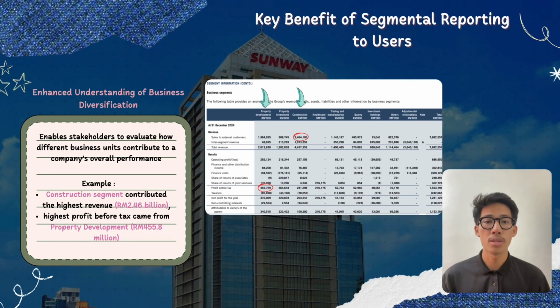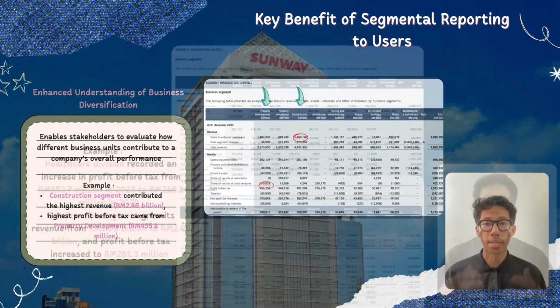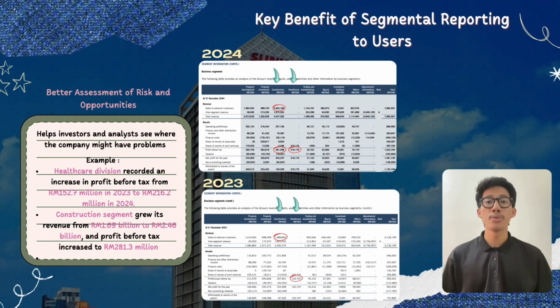This helps people see which parts of the company are growing the most. It also helps stakeholders understand the different types of businesses the company has and how they are managed. The second benefit is better assessment of risks and opportunities. Different parts of the company face different risks and challenges. Segmental reporting helps investors and analysts see where the company might have problems or chances to grow. For example, the healthcare division recorded an increase in profit before tax from RM 152.7 million in 2023 to RM 216.2 million in 2024.